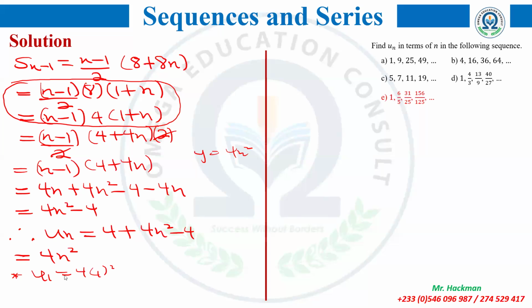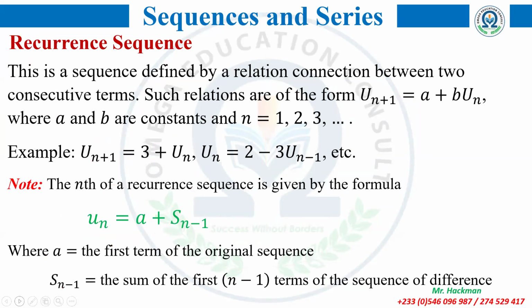Recorded. All right, so now we are going to look at our last type of sequence, which is the recurrence or recurring sequence. I read, this is a sequence defined by a relation connecting 2 consecutive terms. In actual fact, it should be a relation between 2 consecutive terms. So take notes. Here, very critical, 2 consecutive terms. Very critical, between 2 consecutive terms.